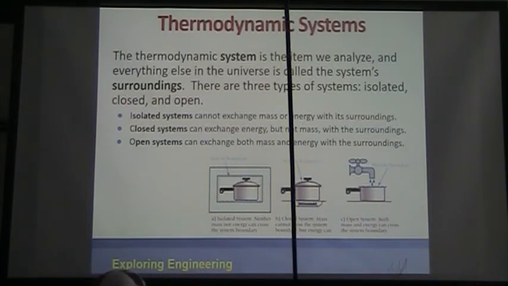The thermodynamic system is the item we analyze, and everything else in the universe is called the system's surroundings. There are three types of systems: isolated, closed, and open. Okay, so you remember when we studied about control volumes. When they have these dotted lines here, these are control volumes that define system boundaries.